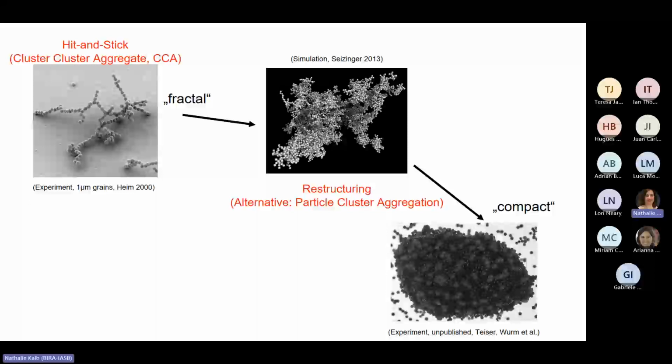You can either make this by a lot of restructuring, or you can have a different process where you don't grow by two aggregates of the same size, but by having one aggregate and always adding individual particles. So that would be a particle cluster aggregation then. So these are kind of the two different things.